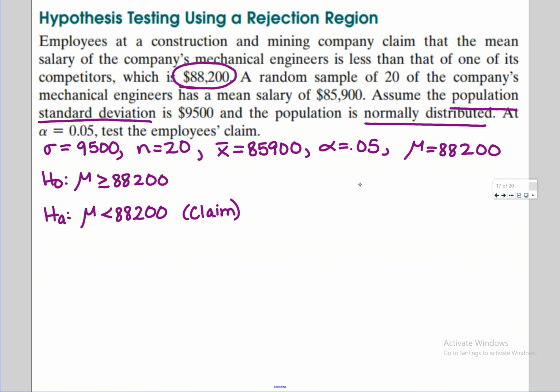What kind of test is this? Left tail, right tail, or two-tail? Right, so we look at this alternative hypothesis. It's less than, so that tells me it is a left tail test.